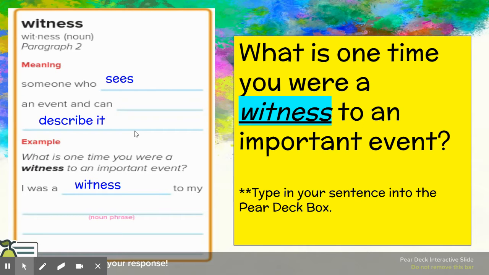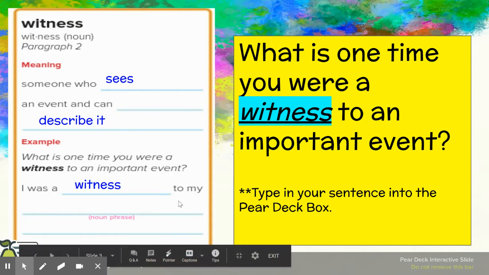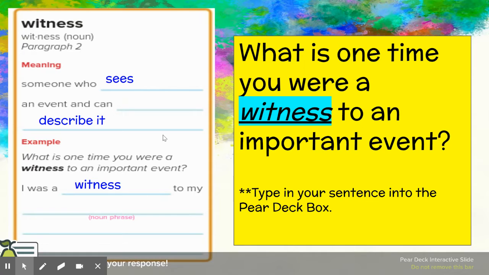So the first thing is you will go through the vocab. I've given you the definition here. You are to write the complete sentence in that text box on the Pear Deck, so make sure that you write the entire thing using the word correctly. And then it has the question along the side.